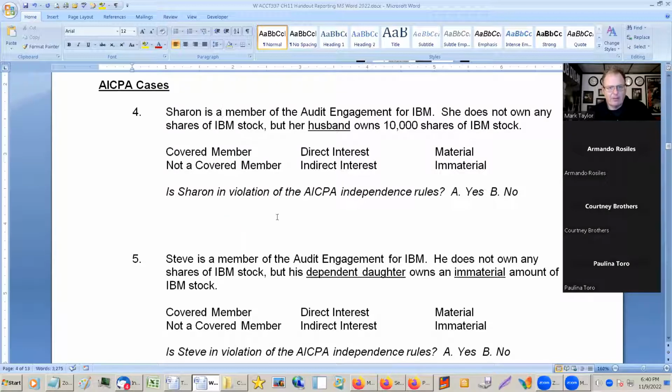Okay. Sharon is a member of the audit engagement for IBM, so she is a covered member. She does not own any shares of IBM stock, but her husband owns 10,000 shares of IBM stock.